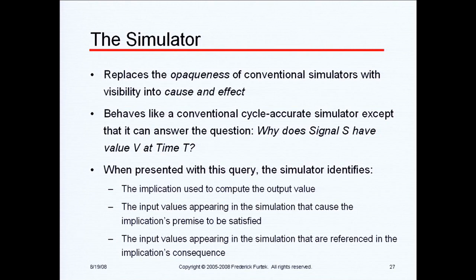It will also indicate the input values appearing in the simulation that are referenced in the implication's consequence, the thing on the right-hand side. So we'll identify the input values that cause the premise to be satisfied, the premise being what's on the left side of your implication, and it will identify within the simulation the input values that are referenced by the consequence, what appears on the right-hand side of the implication.